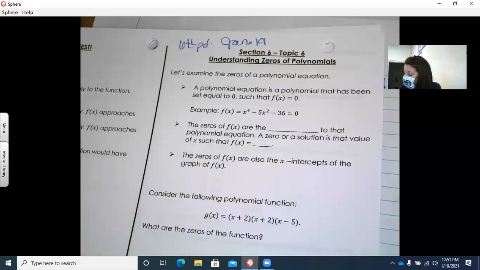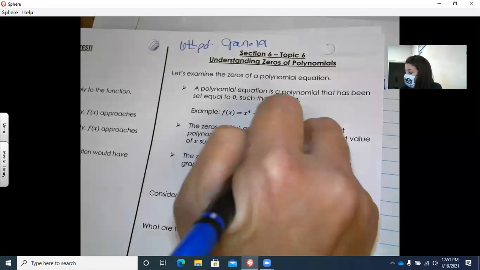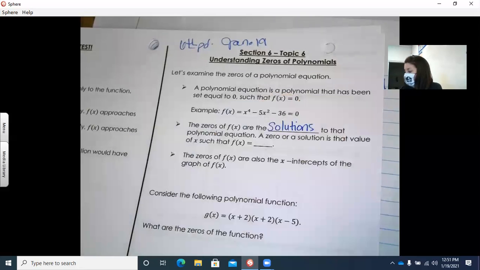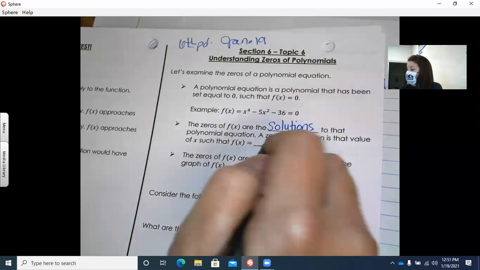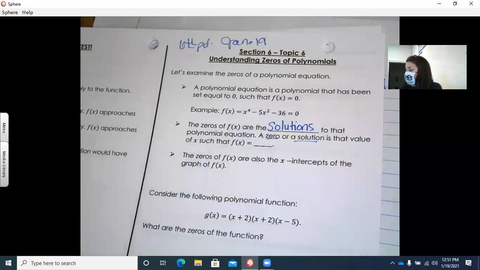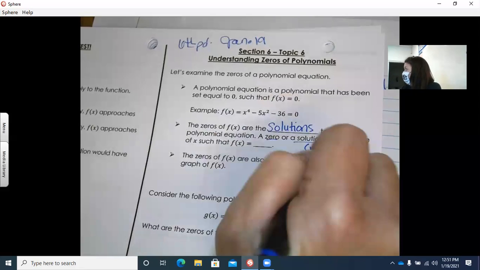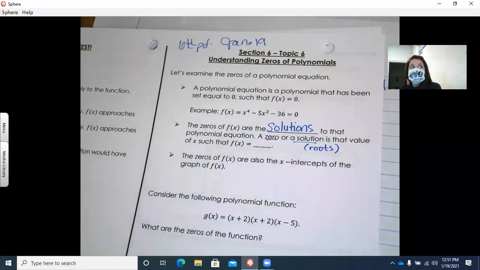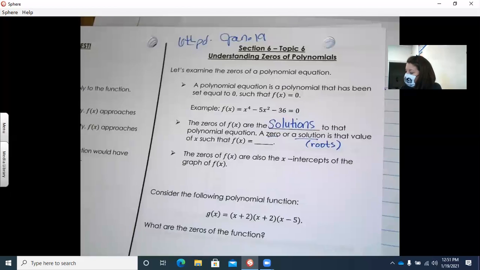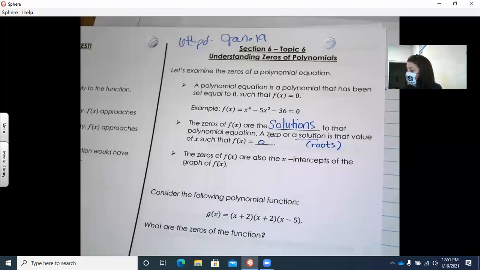solutions to that polynomial equation. A zero or a solution, so zero and solution mean the same thing. You'll also see it called roots. I don't know why it has so many names, but it does. So if I say find the zeros, find the solutions, find the roots, that all means the same thing. It is the value of x such that f of x equals 0. Right now, this might all sound crazy, but don't worry. By the end, you'll know what I'm talking about.